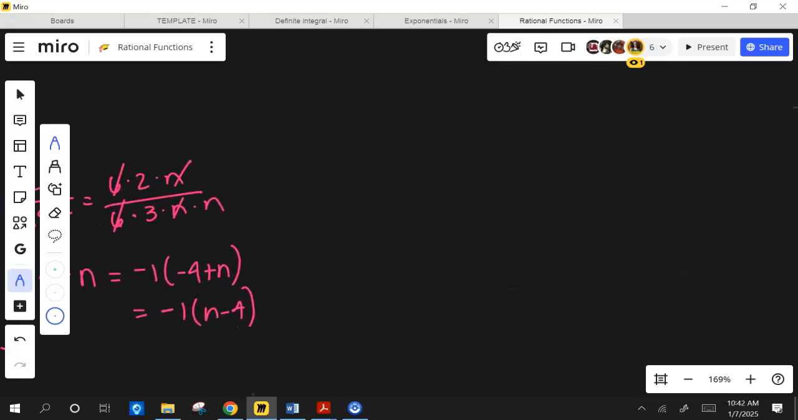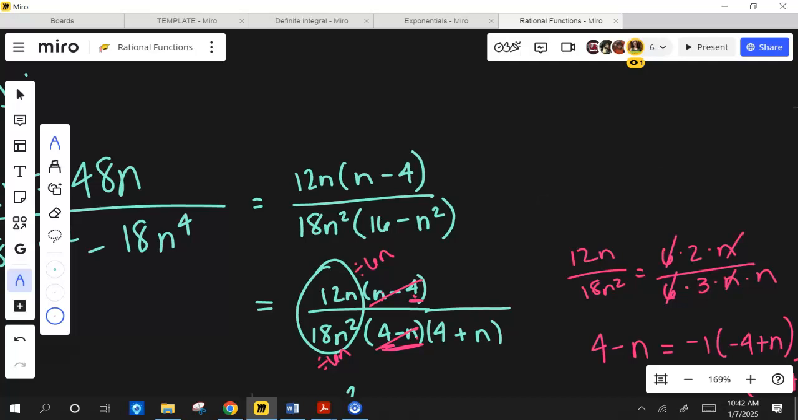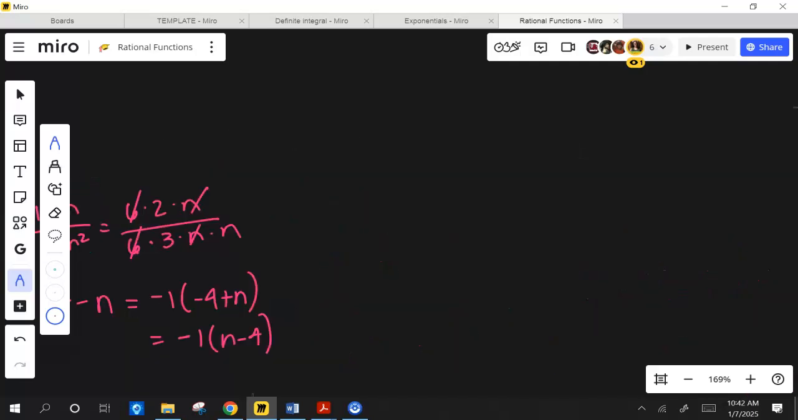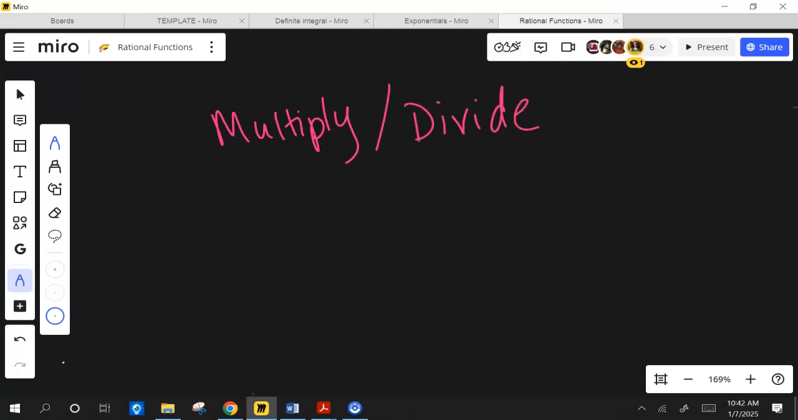This is just simplifying. We will use simplify to do everything. So once we multiply and divide, then we simplify. Once we add and subtract, then we simplify. Once we solve the equation, then we simplify. Now, I put multiply and divide together because division is multiplying.